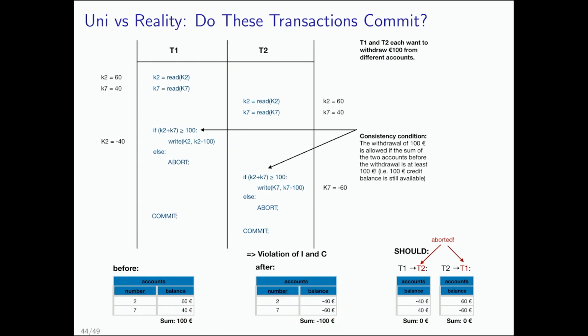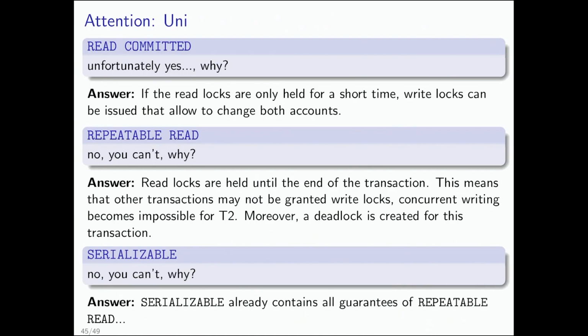Again, you successfully execute T1, and then you abort T2, or if you do it the other way around, first T2 is executed successfully and T1 is aborted. So that would be consistent. And if you look at the isolation levels and go through it again, with read committed, the read locks are only held for a short time, so write locks can be issued that allow changing both accounts. So that would be a problem.